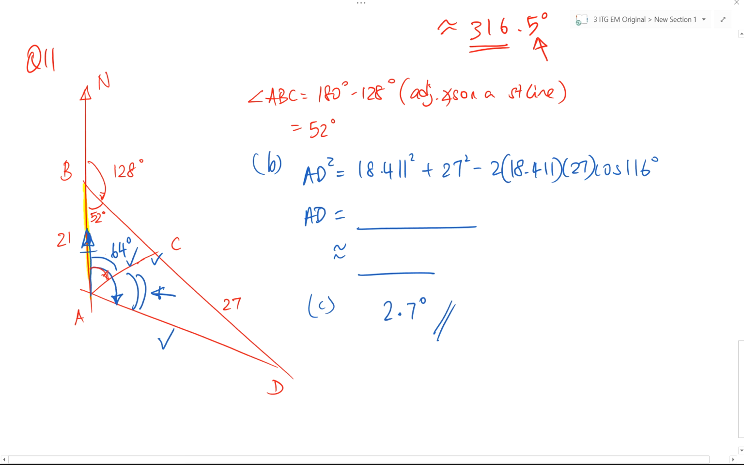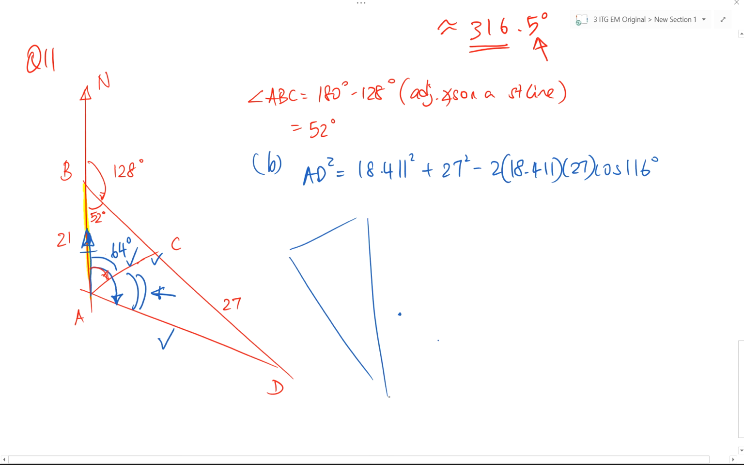102? How do you get 102? Okay, you need to agree that we just need to find angle CAD. Then we just add it to our 64 degrees, we get a bearing already. So angle CAD for this triangle, I have 27 over here. AC we found earlier, how much was that? AC in part A, what do we have? 18.4.